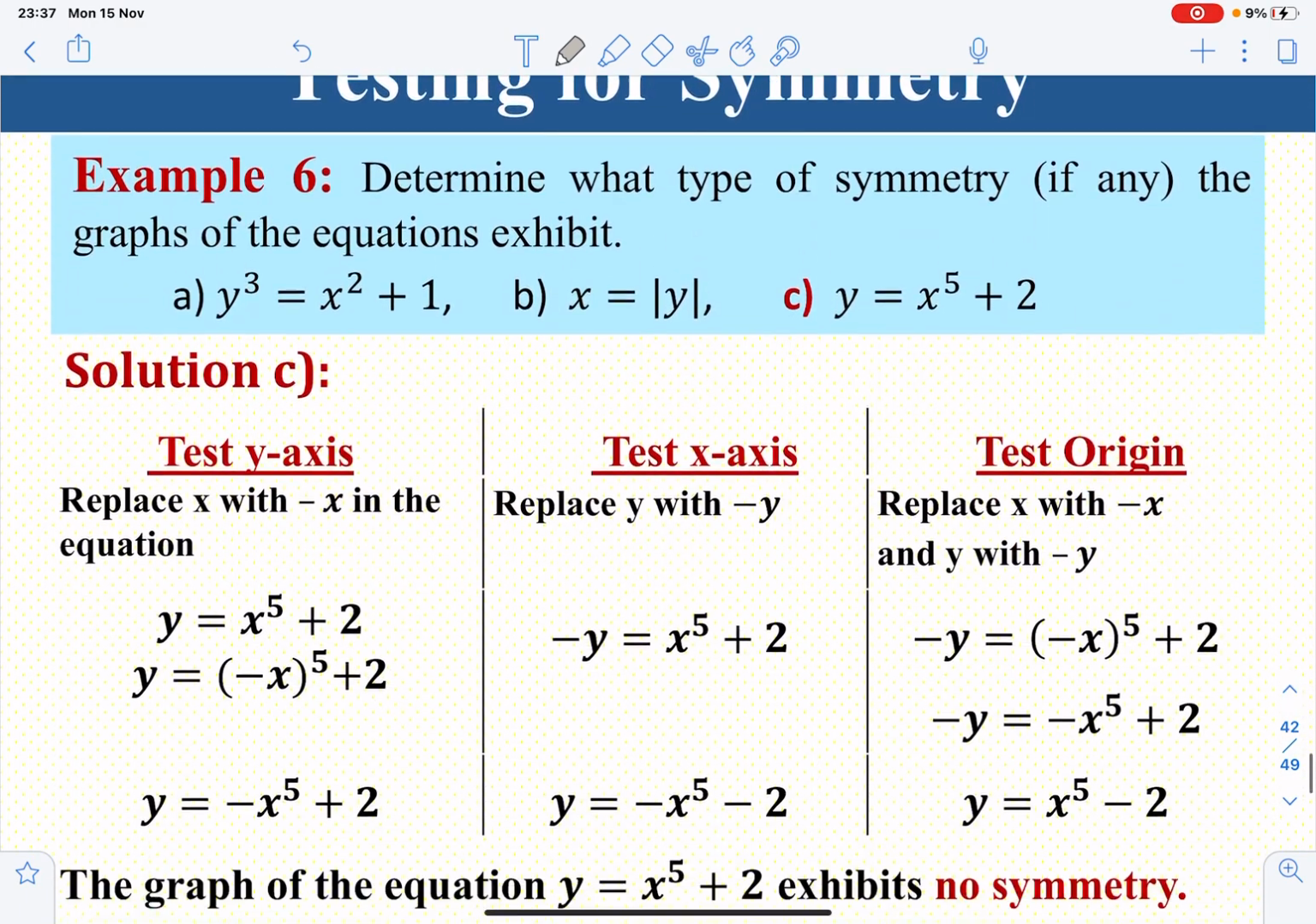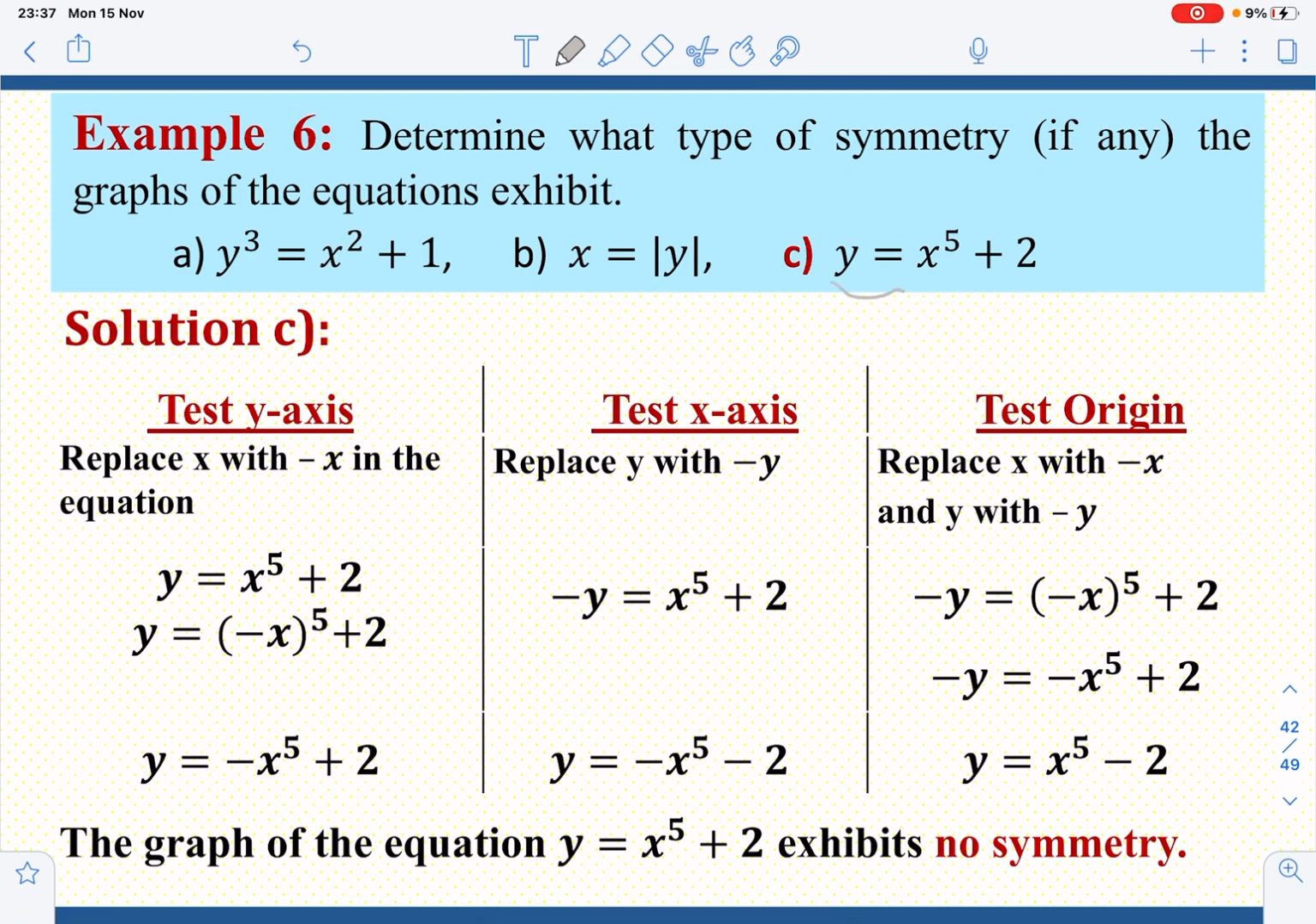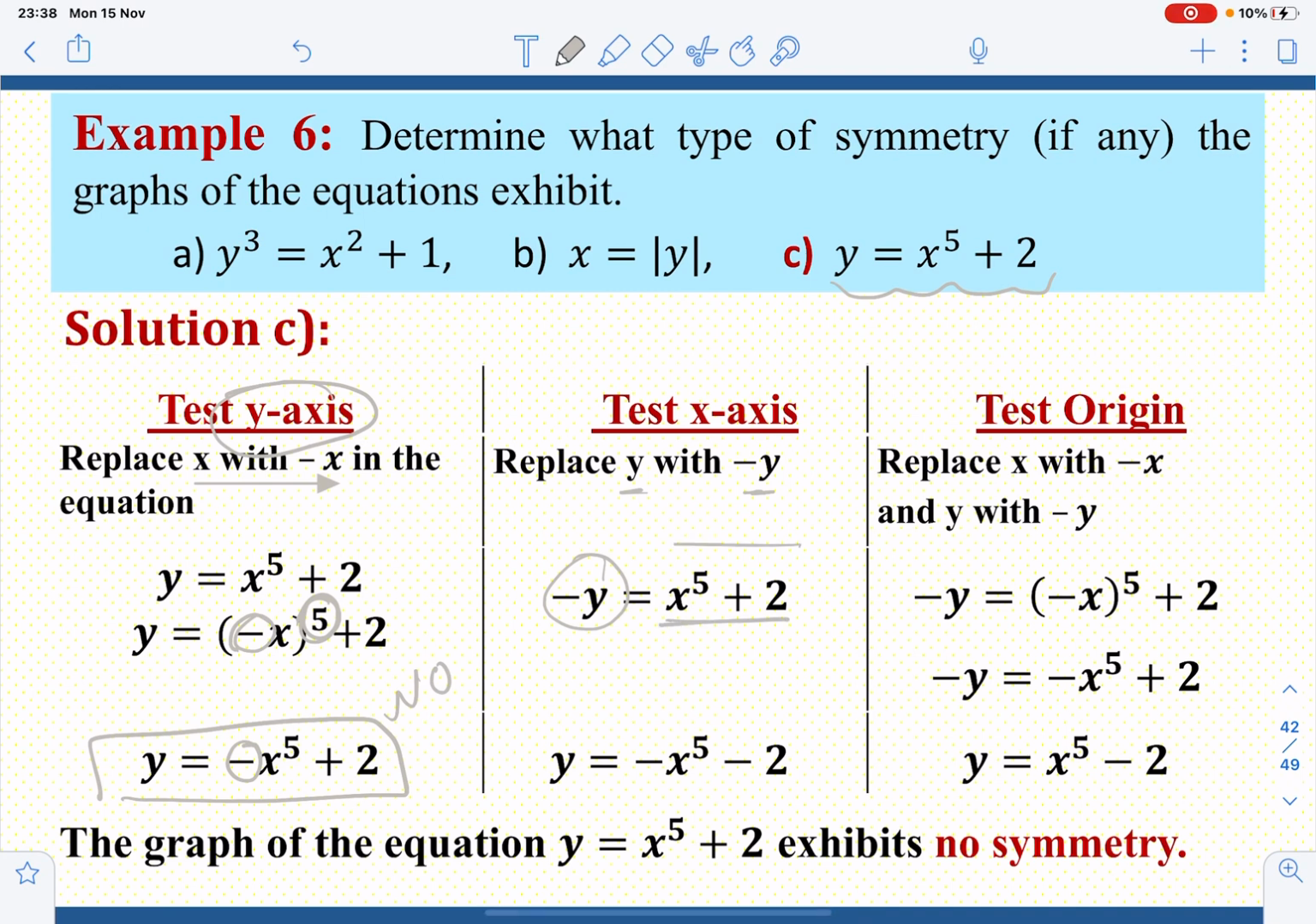Okay, now the same thing applies to the last equation. When I change x with negative x to test the symmetry with the y-axis, the negative will remain because the power is odd. So I will be left with this equation, which is different than the original equation, so no. And here I will exchange y with negative y, so this would be negative y equals x to the power 5 plus 2, and this again is different, so no.